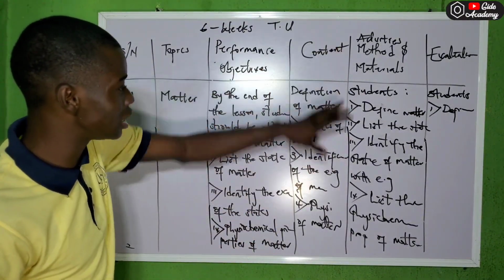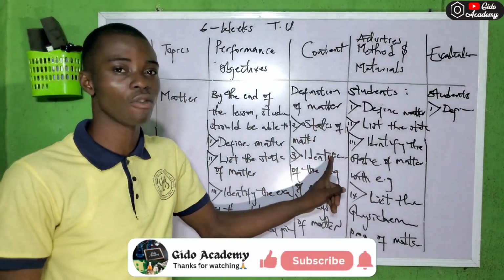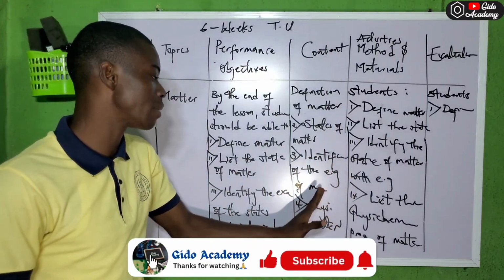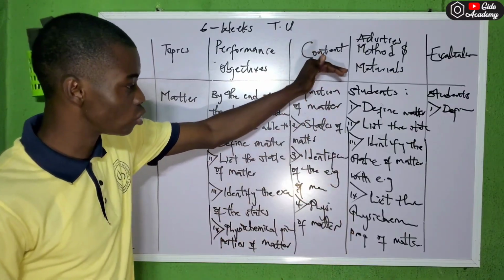But the only difference is that this one now, you don't tell them number two, list three states of matter. No, that is wrong. The content should be state of matter, identification of the examples of matter, like they are the subtopics. All your subtopics, that's where you bring to this place.